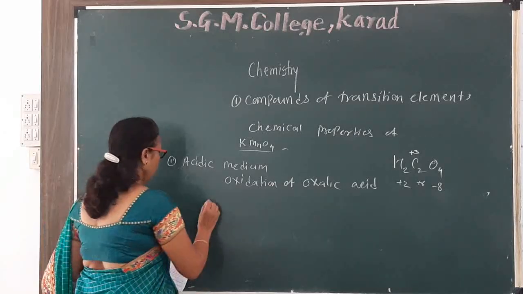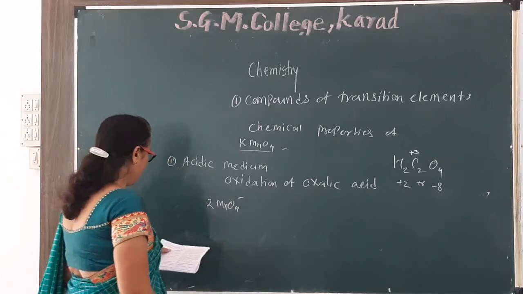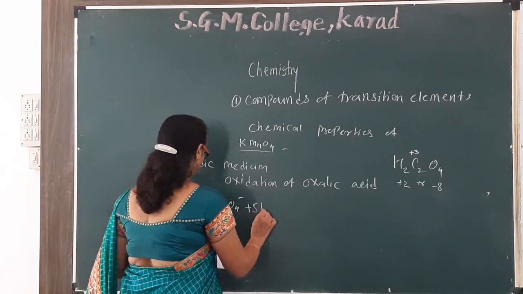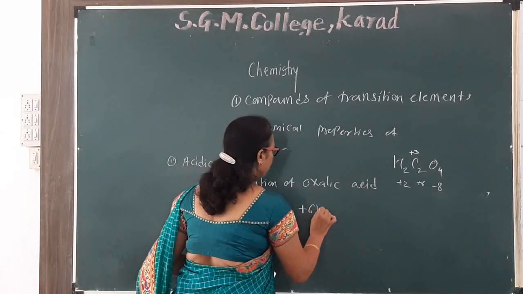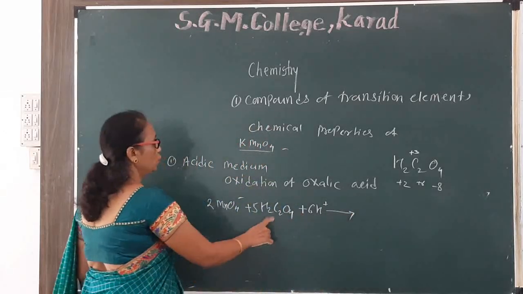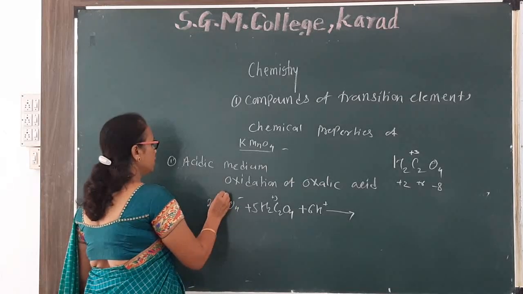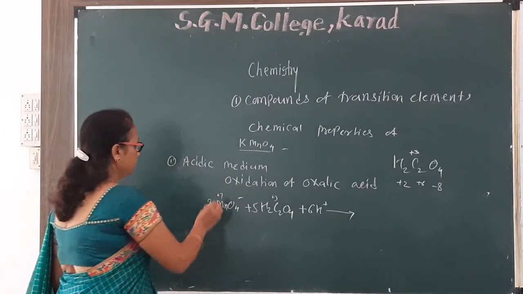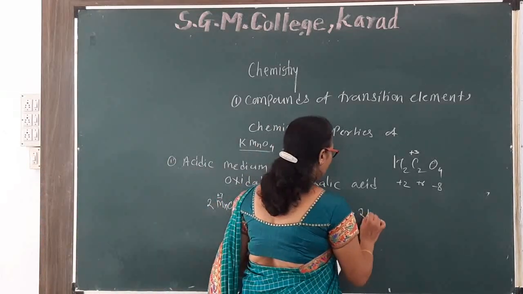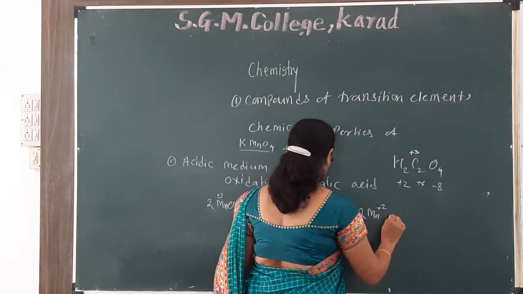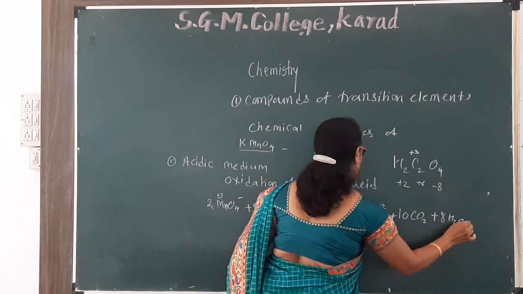Then the reaction of KMnO4, that is, permanganate ions MnO4 minus, plus 5H2C2O4. As in acidic medium there are 6 H plus ions. In H2C2O4 the oxidation state of carbon is +3. In MnO4 minus the oxidation state of Mn is +7. Then there is formation of 2 Mn +2 ions plus 10 CO2 plus 8 H2O.